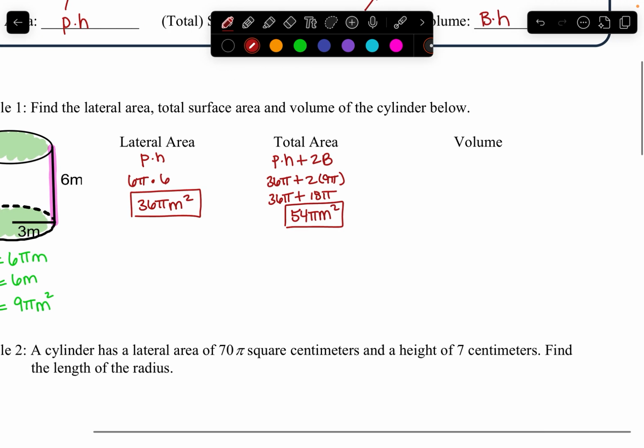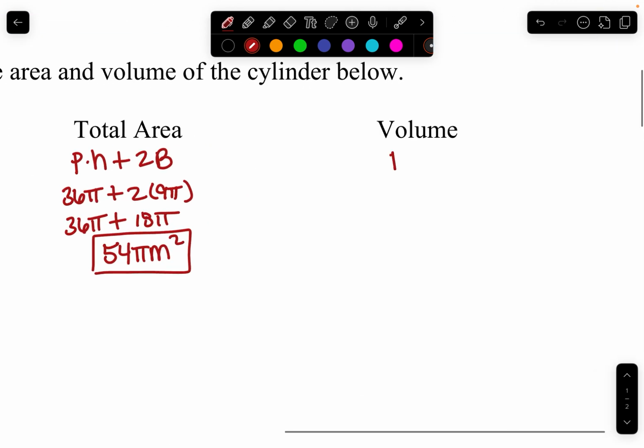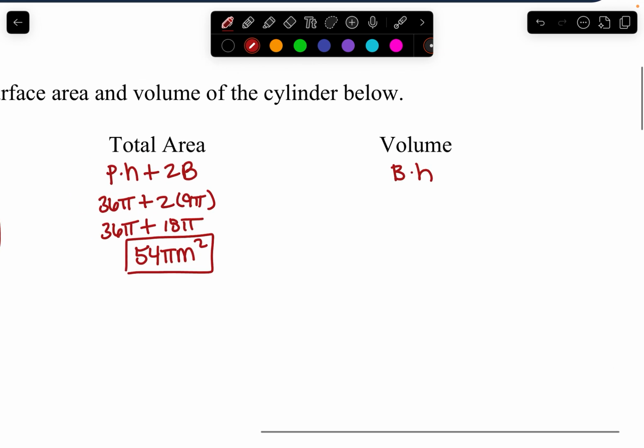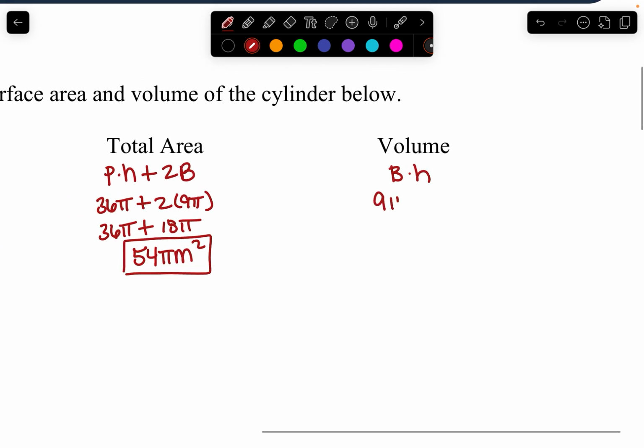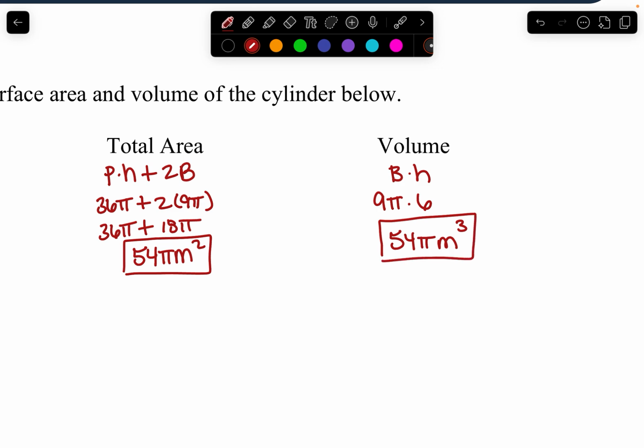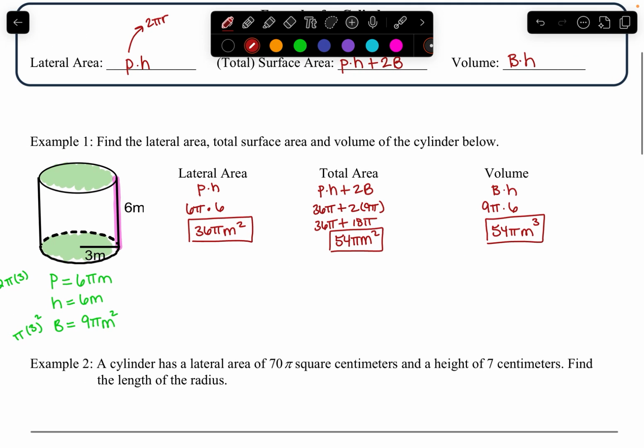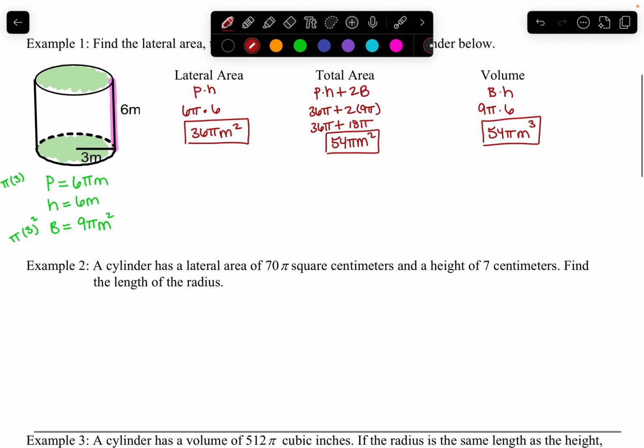And then I come all the way over here for volume, which is big B times H. Big B is 9 pi. And the height was 6, so this is also going to be 54 pi, but this is meters cubed instead of meters squared. So that is how you would find the lateral area, total area, and volume of a cylinder, just like a prism, okay?